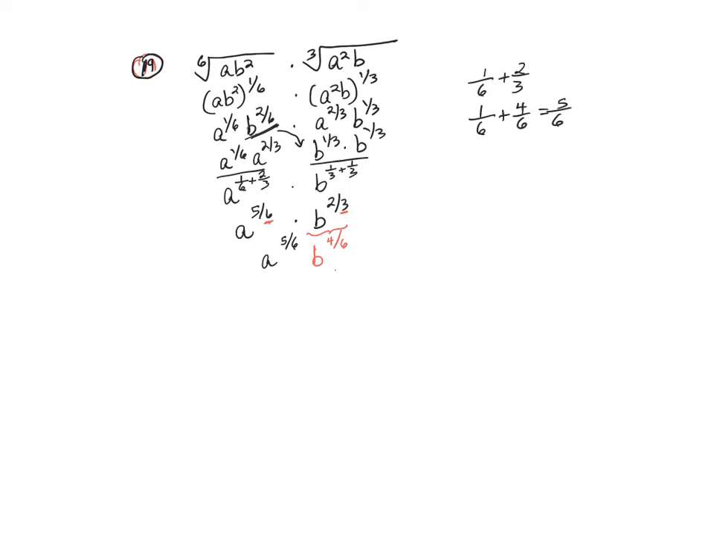And we could think of this as the sixth root of a to the 5th times the sixth root of b to the 4th. And because the indices are equal, we can multiply the radicands. So we have the sixth root of a to the 5th, b to the 4th. And that would be the expression as a single radical. That one was hard. That one was really challenging. Okay. All right. Now, I think that takes care of it.